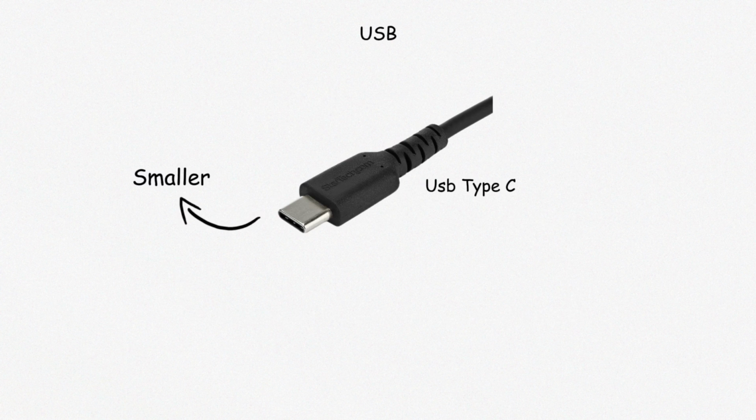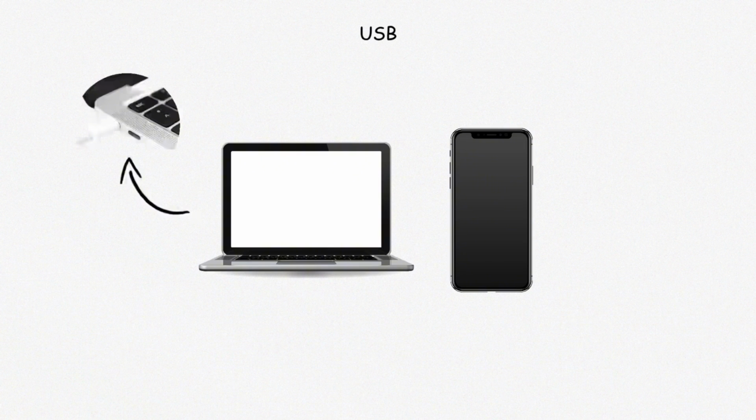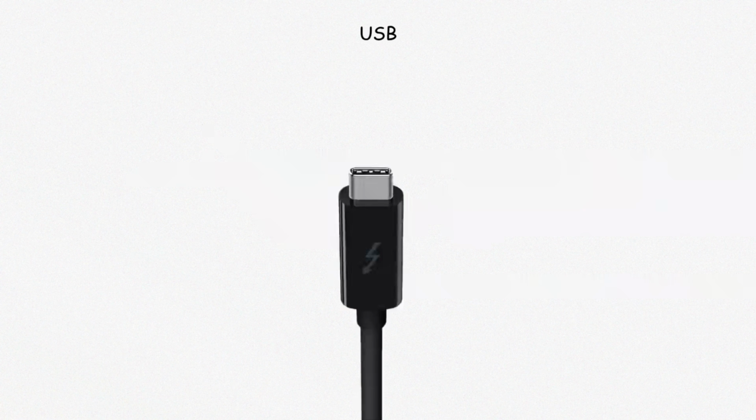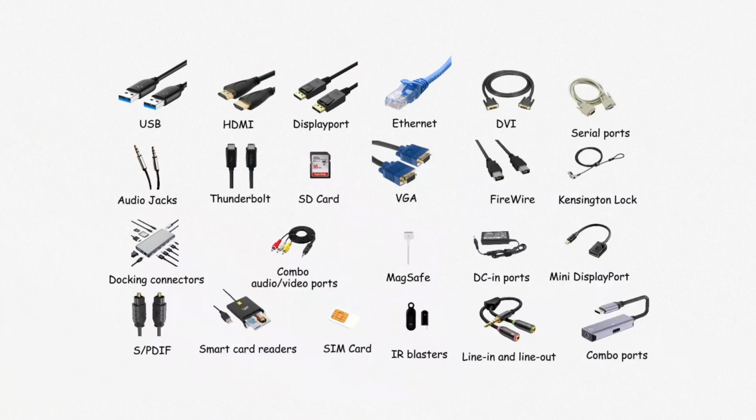USB Type-C is smaller, oval-shaped, and reversible. It handles data transfer, video output, and power delivery, all at once. Many modern laptops and phones use USB-C instead of traditional power or video ports. When paired with USB 3.2 or USB 4, it can support up to 40 gigabits per second. Some USB-C ports also support Thunderbolt, which expands capability further.